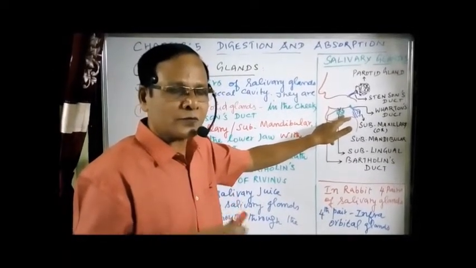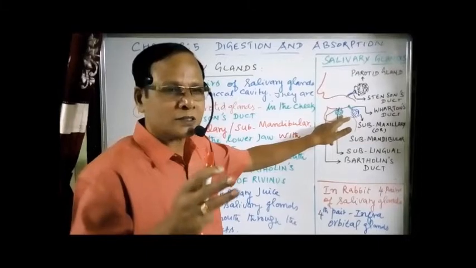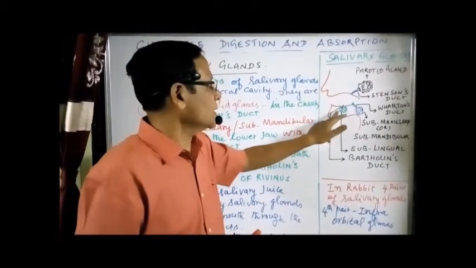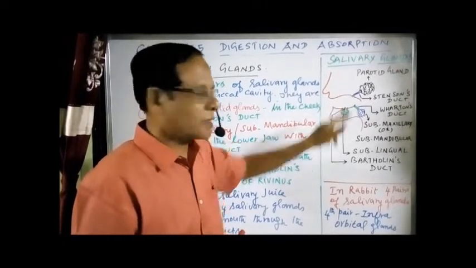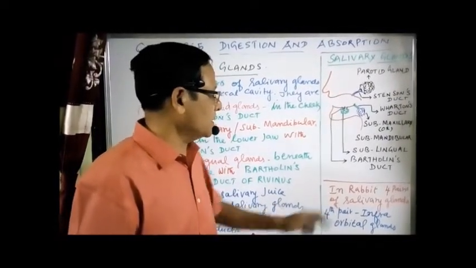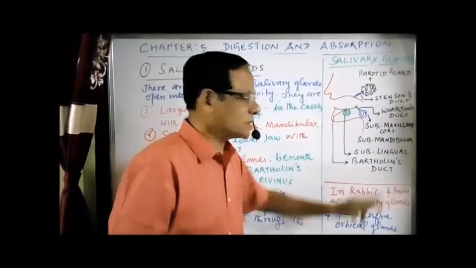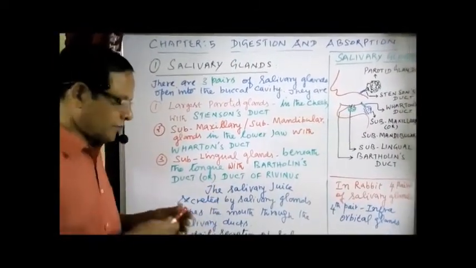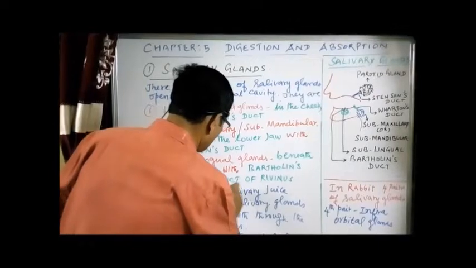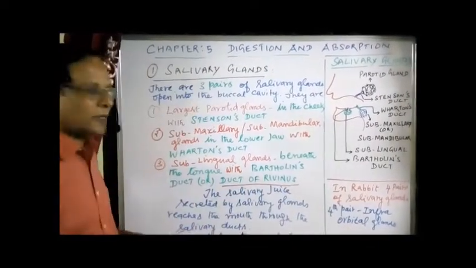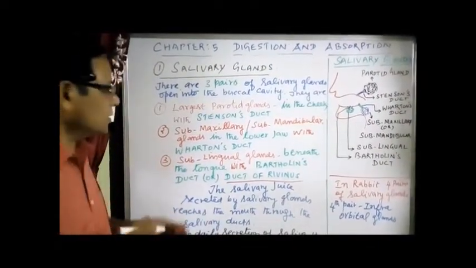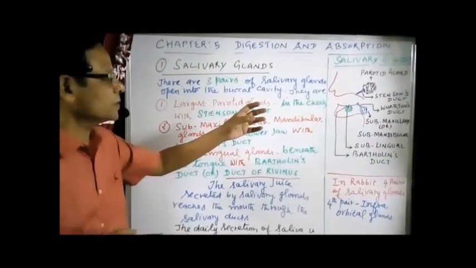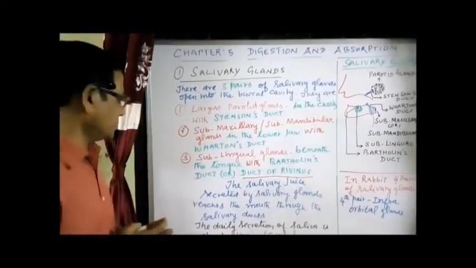We have the prefix sub that refers to just below, like submucosa. You see that one, sublingual. It opens into the buccal cavity by means of a duct. The name of the duct is called Bartholin's duct. It also has another name called duct of Rivinus. This is another name for Bartholin's duct. So either called Bartholin's duct or duct of Rivinus, the salivary duct of the sublingual glands.